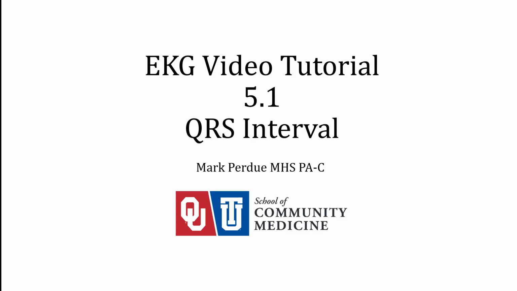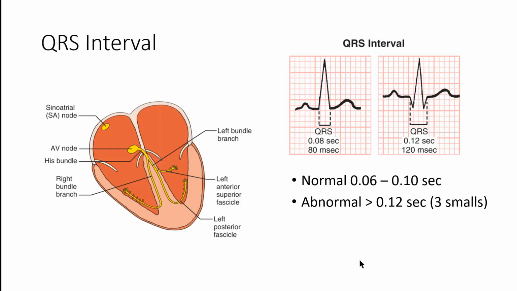You are watching video 5.1 on QRS interval. The QRS interval represents conduction through the ventricles through the His-Purkinje system. The normal QRS complex is going to be something like 0.06 to 0.10 seconds. That's going to be 1.5 to 2.5 smalls. We will not regard it as completely prolonged until it gets greater than 3 small boxes or 0.12 seconds.